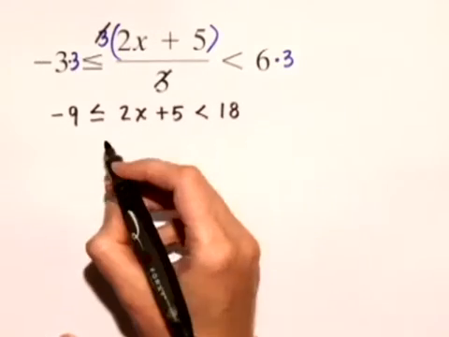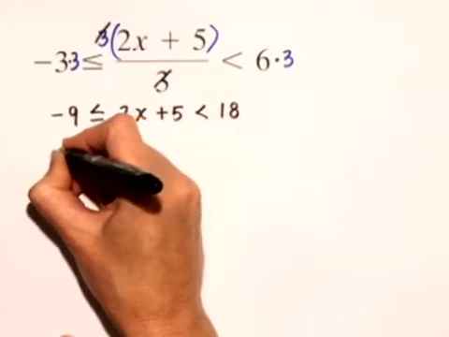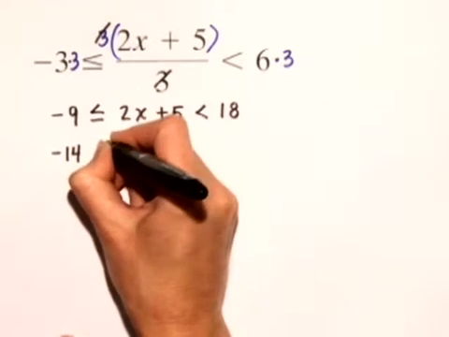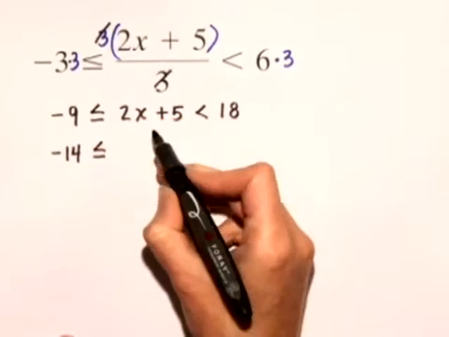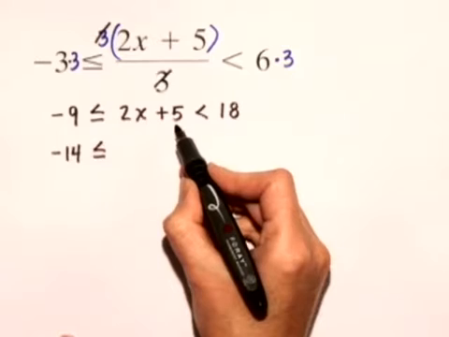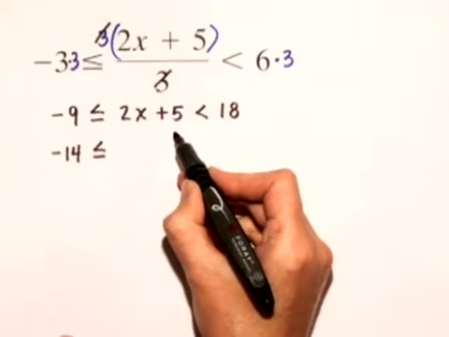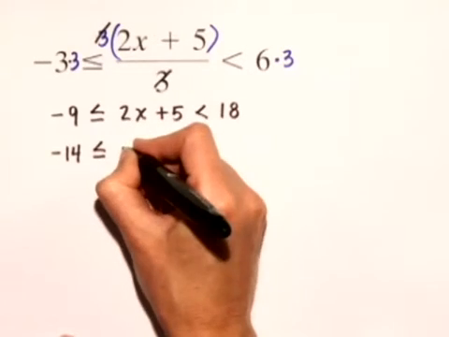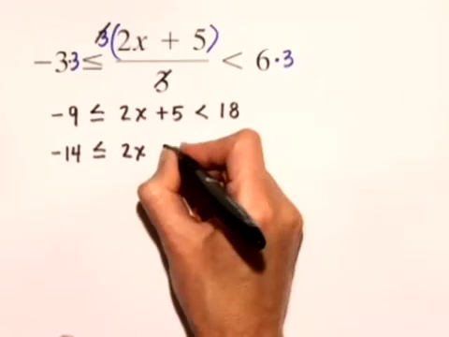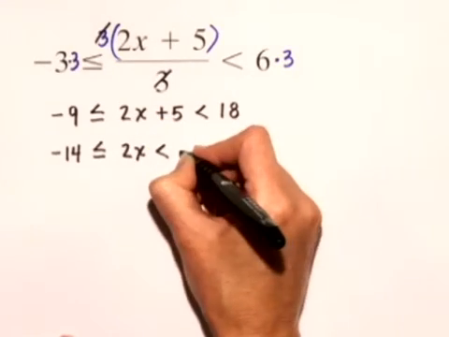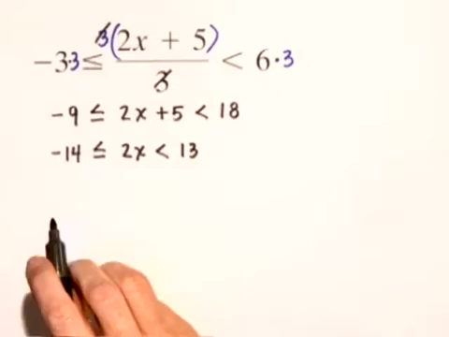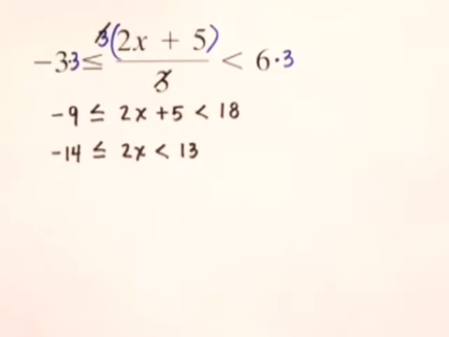this inequality. So -9 minus 5 is -14, is less than or equal to, if I subtract 5 from this middle part, the 5 minus 5 will add to 0, so we'll just have 2x is less than 18 minus 5, which is 13. Now we've almost isolated x in the middle.